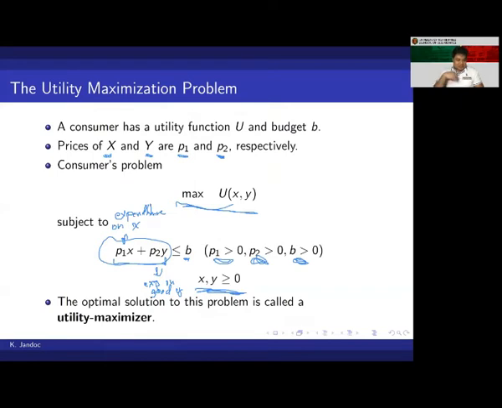So this is the consumer's problem. The solution X star, Y star that maximizes the utility subject to his budget is called the utility maximizer. So that's the optimal solution. The X star and Y star we find will maximize the consumer's utility.